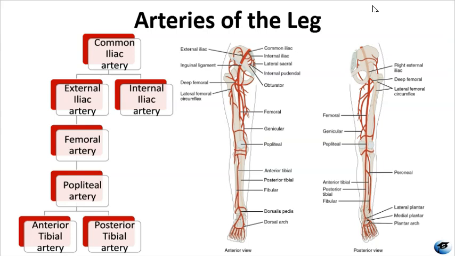Tips for using these kinds of diagrams: on the anterior view, focus on the femoral, anterior tibial, and dorsalis pedis arteries, and on the posterior view, trace the popliteal, posterior tibial, and fibular arteries. Remember that arteries typically change names based on anatomical landmarks, and being able to trace the arteries helps you understand how blood reaches every part of the lower limb, including muscles, joints, and skin. And it's important for interpreting not just anatomy, but also clinical conditions like peripheral artery disease.